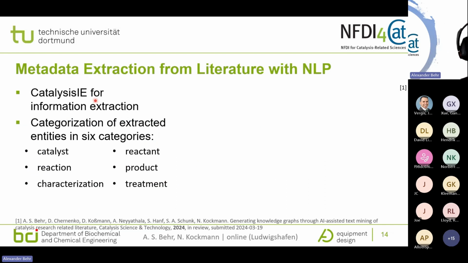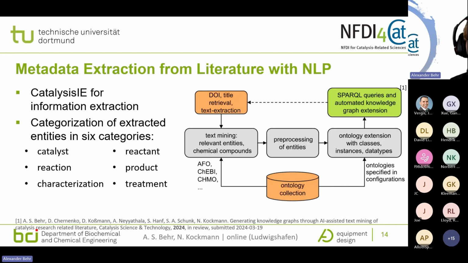This is an information extraction tool, which is kind of a pre-trained AI application, if you want it that way, that is able to categorize extracted entities into 6 different categories. So it can more or less directly detect if we are talking about a catalyst, a reaction, a characterization, reactant, product, or treatment. So basically it can classify your textual data in advance. And with this, we came up with this workflow presented here on the right.